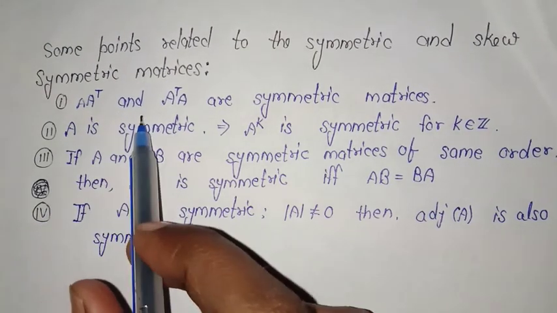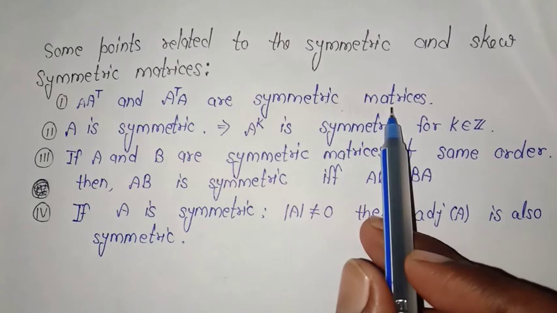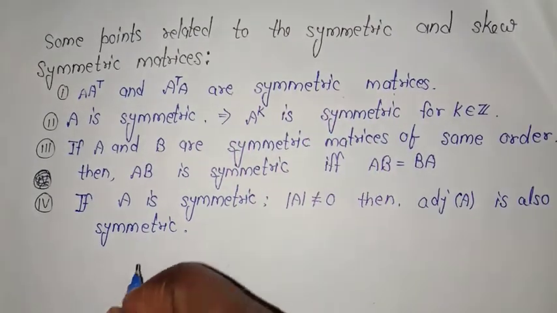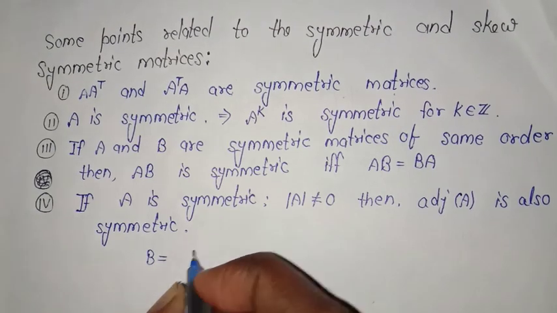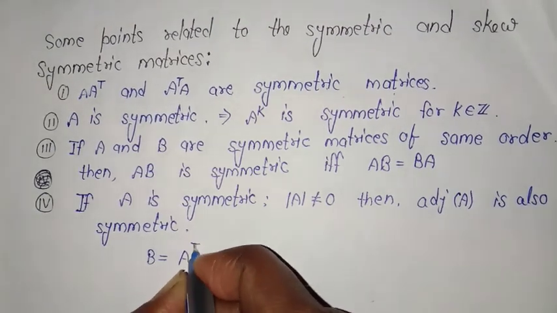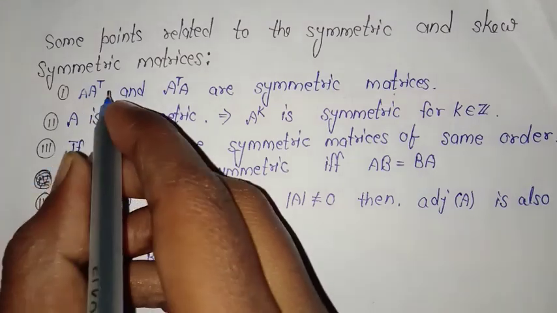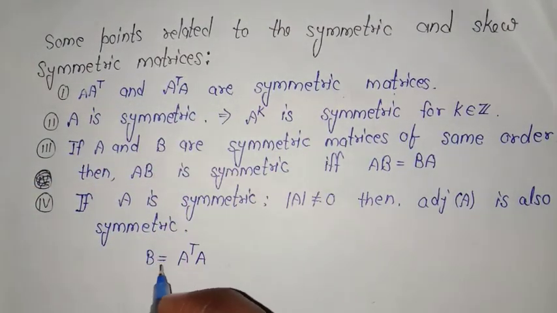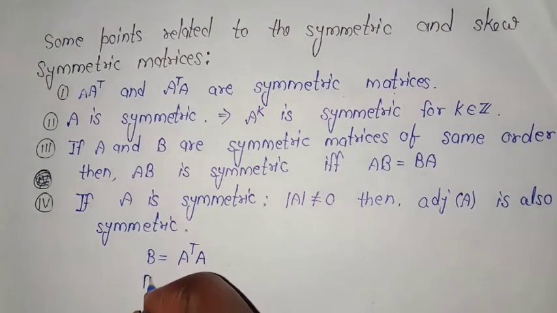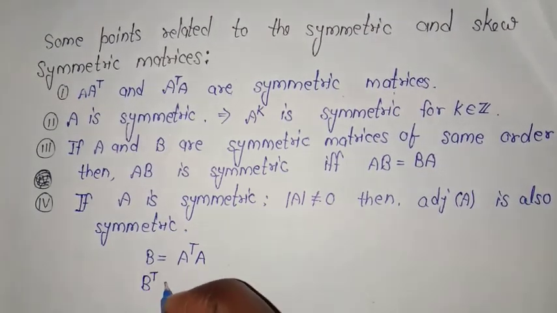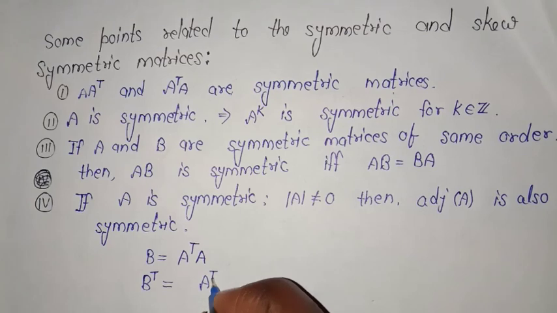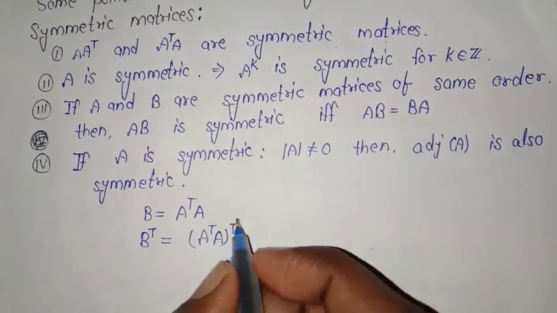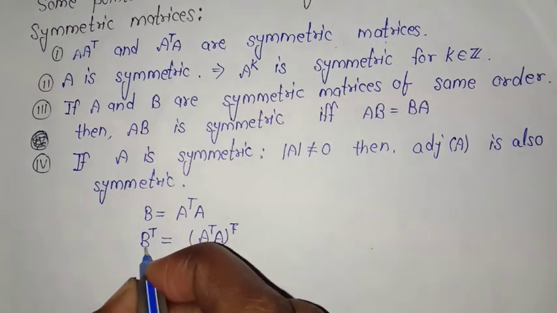A transpose A and A A transpose are symmetric matrices. In order to prove that they are symmetric matrices, let's assume a new matrix B equals A transpose A. In order to show that it is symmetric, we have to take the transpose on both sides. So, taking transpose on both sides, we have (A transpose A) whole transpose. Now, transpose will distribute over each matrix.